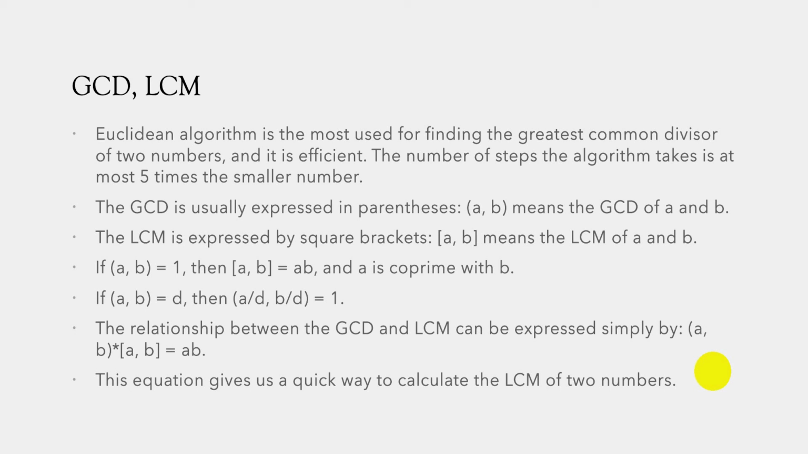The relationship between the greatest common divisor and least common multiple can be expressed simply by the greatest common divisor of a and b times the least common multiple of a and b equals the product of a and b. By using this equation, we can have a quick way to calculate the least common multiple of two numbers. And we're going to use that in the code.